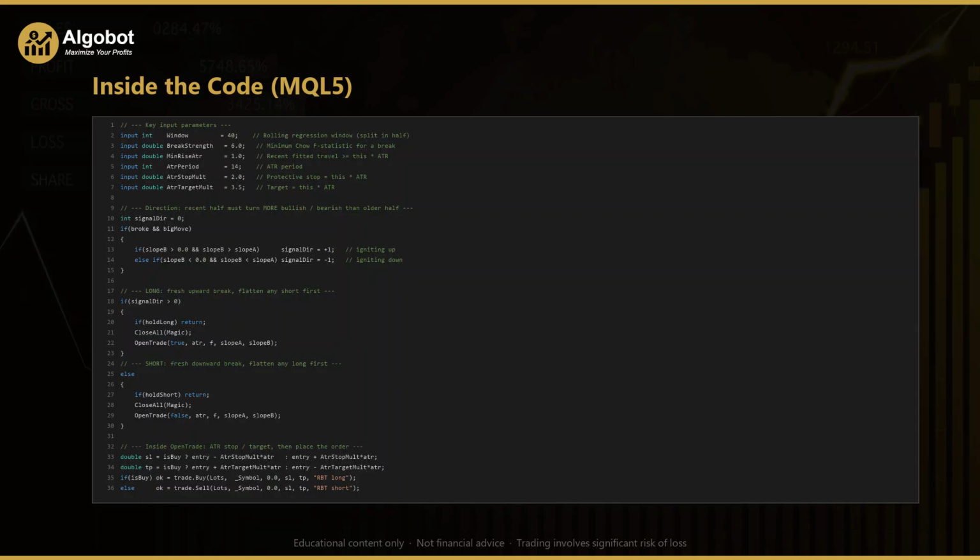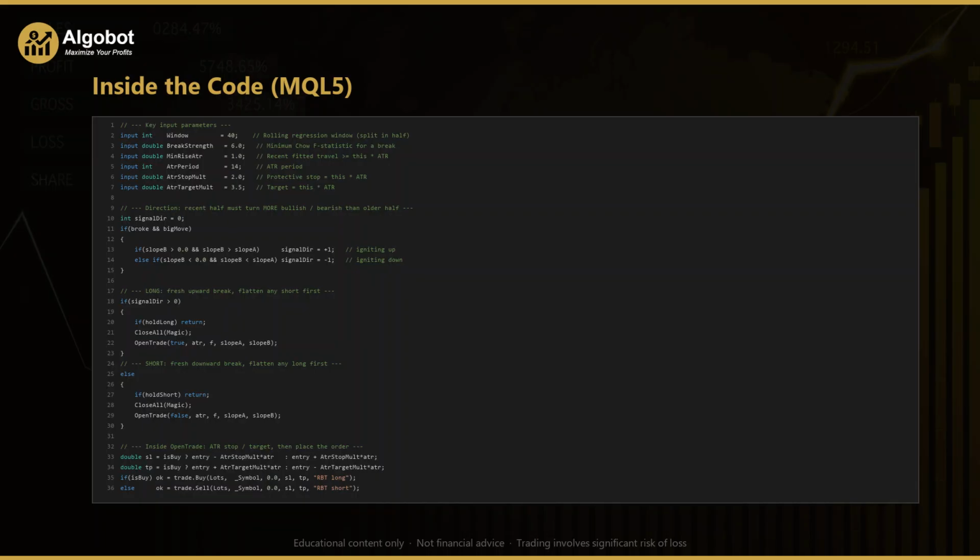Let's look at the actual MetaQuotes language code the expert advisor runs. At the top are the key inputs. Windows sets the rolling regression length, 40 by default, and it's forced even so the two halves are equal. BreakStrength is the minimum Chow F-statistic needed to accept a structural break, set to 6. Minimum rise ATR is the magnitude gate. Then we have the ATR period and the stop and target multiples, 2 and 3.5 times ATR.